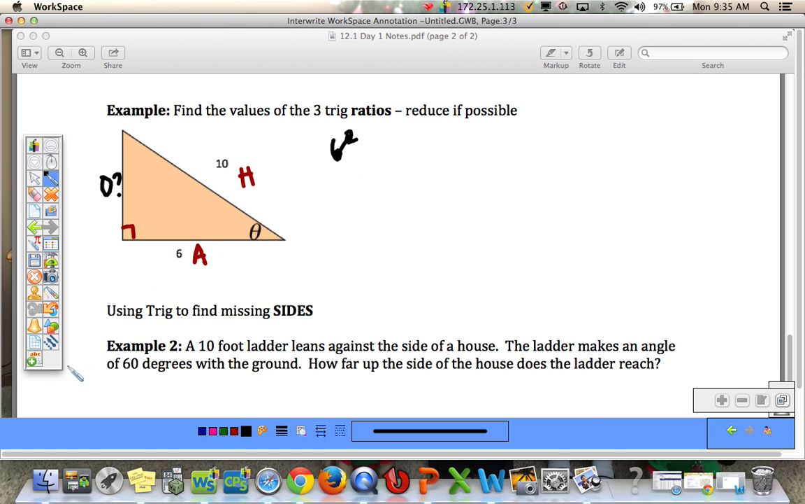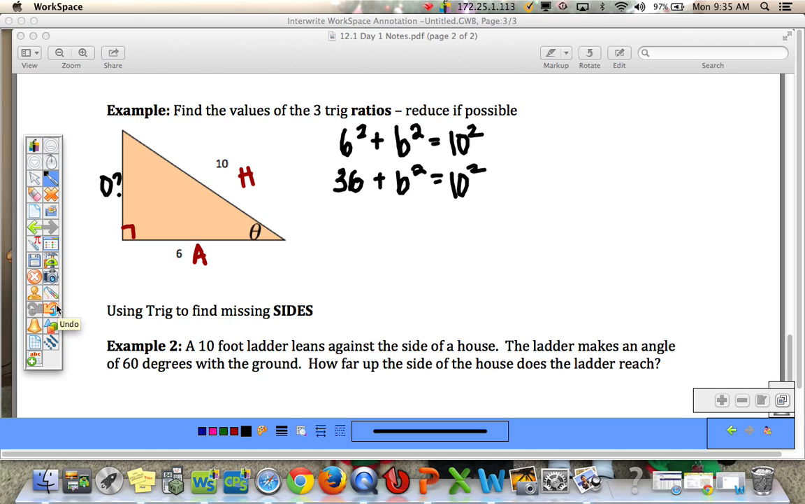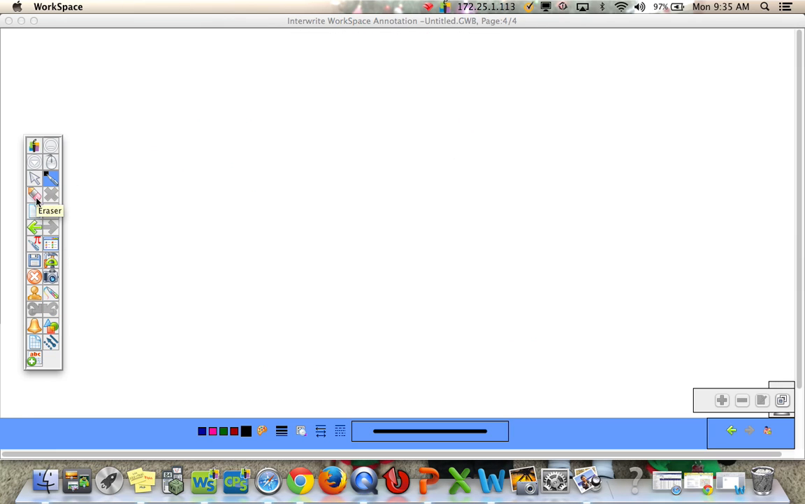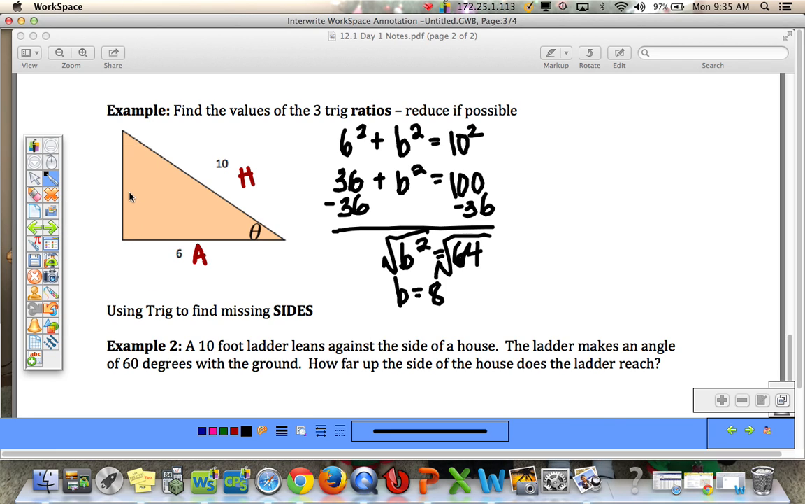We have 6 squared, and I'll call this side B. So 6 squared plus our other side B squared equals 10 squared. 6 squared is 36. Oh, 10 squared is 100. I can write that in. Use algebra to solve, so subtract 36 from each side. B squared is 64. To get rid of a squared, use square root. So that side right there, the opposite side, is 8. So I'm going to write that in. Okay, so here's the opposite side. It is 8. That's the opposite side.